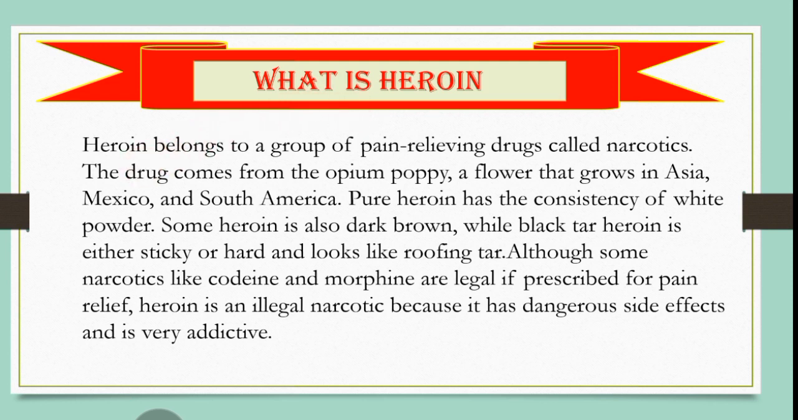Heroin belongs to a group of pain-relieving drugs called narcotics. The drug comes from a flower known as opium poppy that grows in Asia, Mexico, and South America. Then there are different types of heroin according to their color. Pure heroin has a white color, and then there are other types of heroin that include dark brown, white, black, and tar heroin, which is sticky or hard and looks like roofing tar.